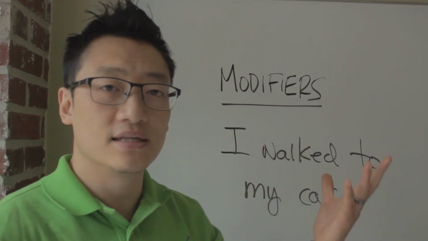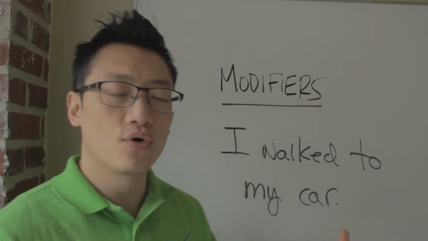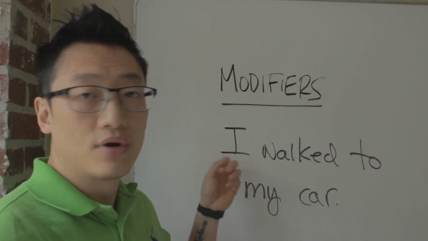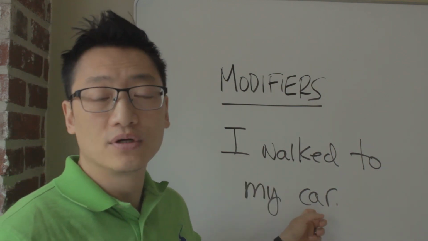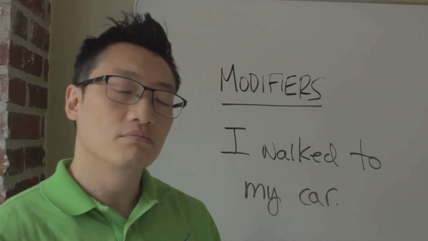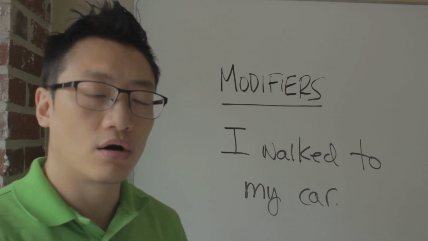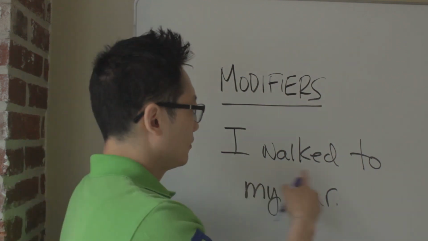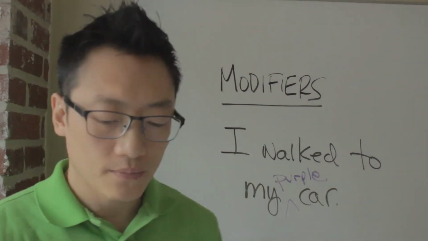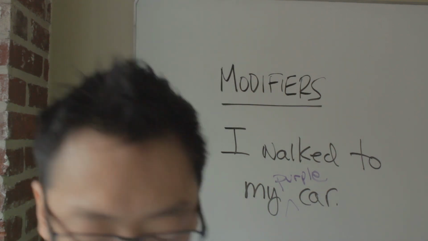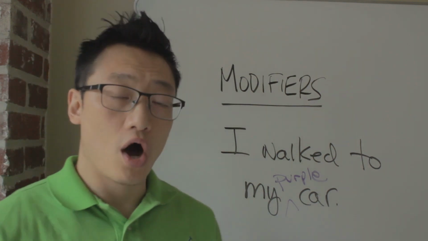In this sentence, there are 2 nouns. Well, 1 pronoun and 1 noun. There's a pronoun I and there's a noun car. So let's modify the car by calling it, say, the red car or purple car. I can also modify the verb, walked.